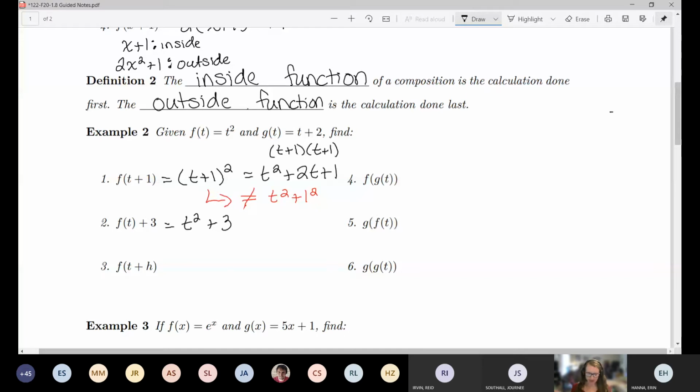And then f of t plus h is somewhat similar to the t plus 1, in that we're taking the entire thing, t plus h, and plugging it in. Since the function f tells you to square whatever you put in, we'd have t plus h all squared.